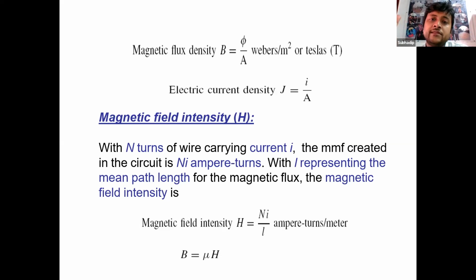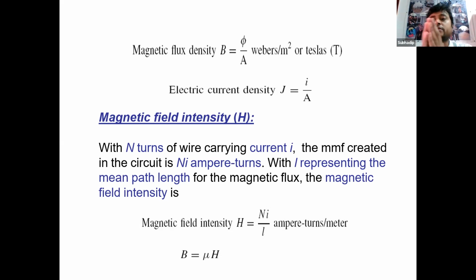If we make the metal an electromagnet, the flux will flow from one position to another, that is from north pole to south pole in the outer circuit, and within the metal it will flow from south to north. So that is the flow of flux.